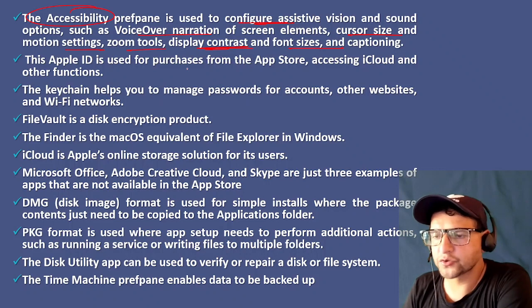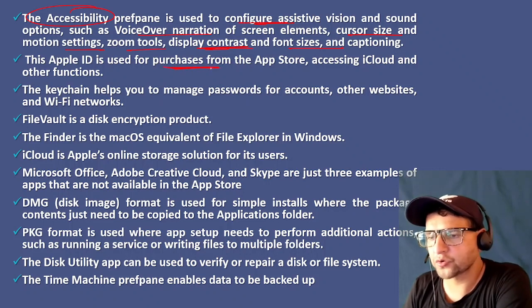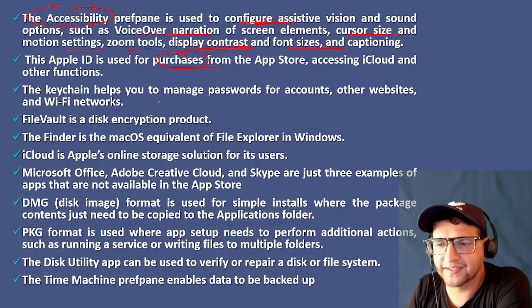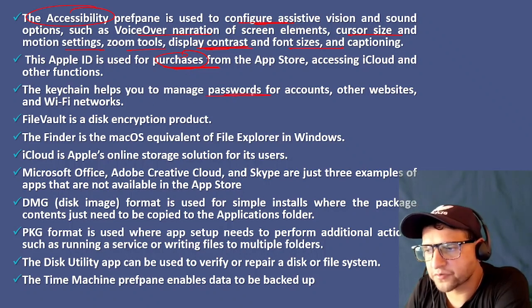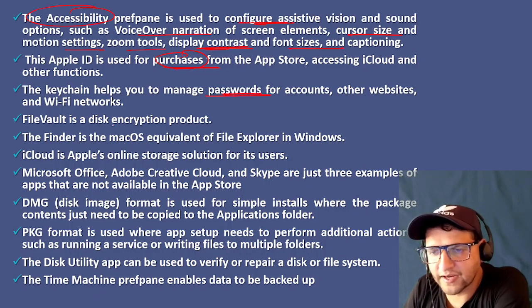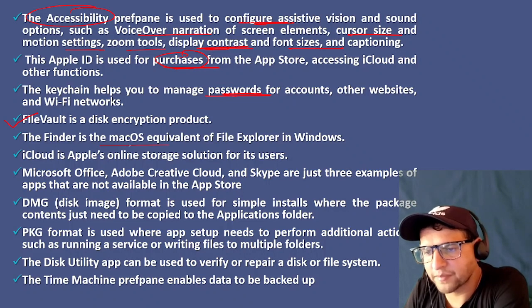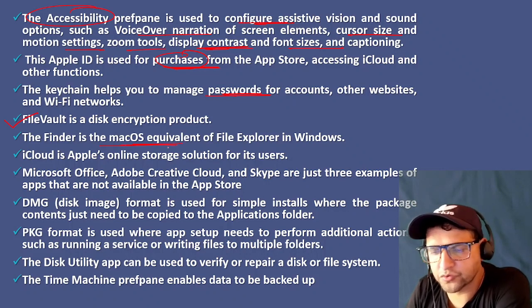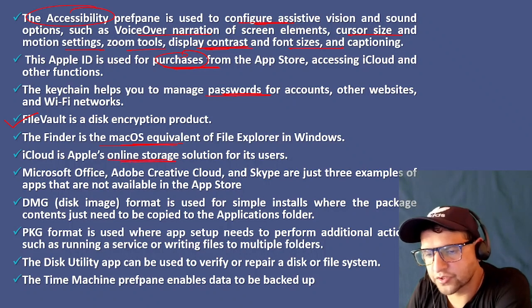Apple ID is used for purchases from the Apple Store, and for accessing iCloud and other functions. Keychain is where you can manage passwords for accounts, other websites, and Wi-Fi networks. FileVault is a disk encryption product in Mac. Finder is the Mac equivalent of File Explorer in Windows. iCloud is Apple's online storage solution for its users. Microsoft Office, Adobe, and Skype are just three examples of apps that are not available in the App Store.